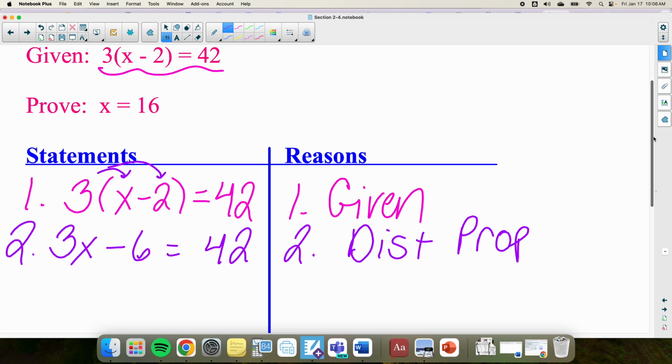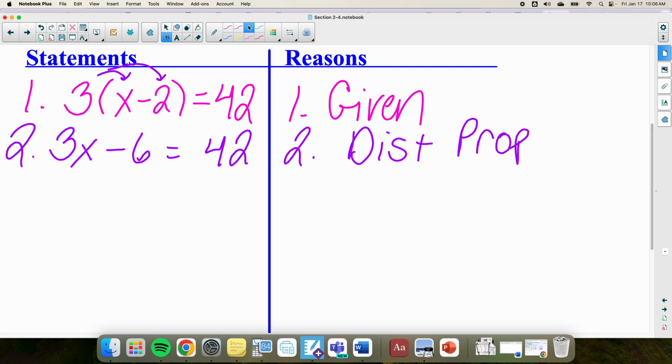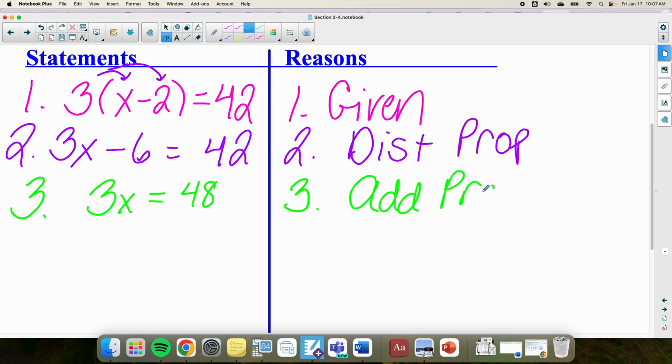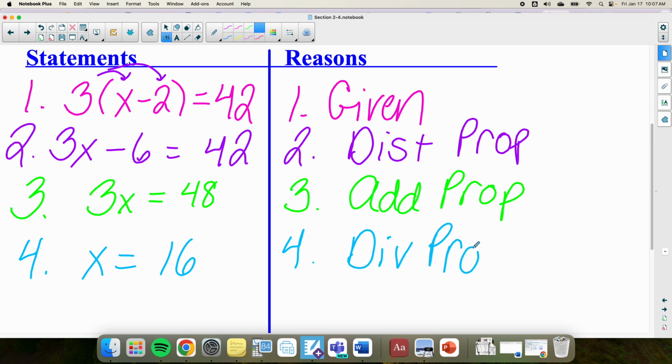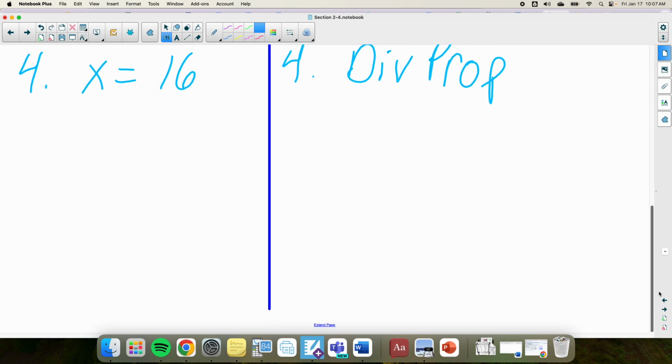All right? Now, we want to take it one step further, so what would I do here? What's the next step? I would add 6, so I'd get 3x equals 48, and that's addition prop. Okay? Then, our last step, what would I do? Divide by 3, and I would get x equals 48 divided by 3 is 16, and that is division prop. Everybody okay with that? Yep.